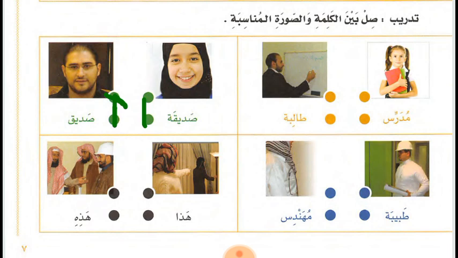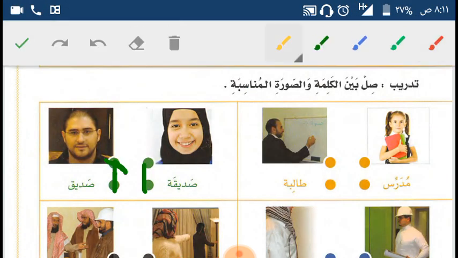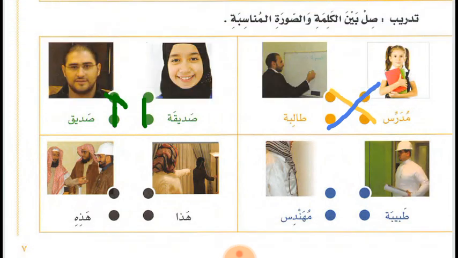Mudarris, yes. We will go to the man teaching. Yes, we will join the word mudarris with the picture of the professor. Okay. Talibat, we will join with the picture of a female student. Yes. Sadiqat, I will join the word with the female one. Yes. Sadiqun, I will join the word with the male one. Yes. Tabibatun, I will join the word with the female doctor. Muhandisun, I will join the word with the picture of the male one. Yes.